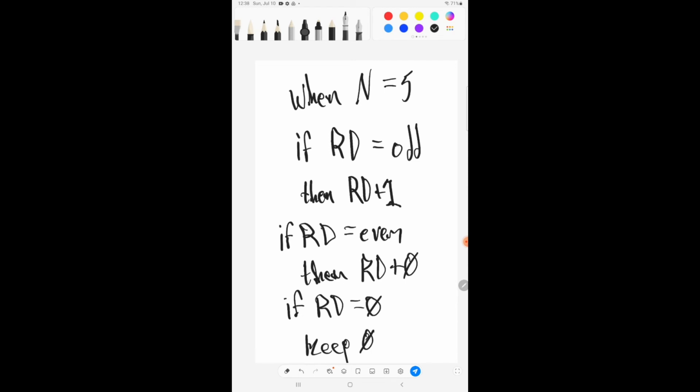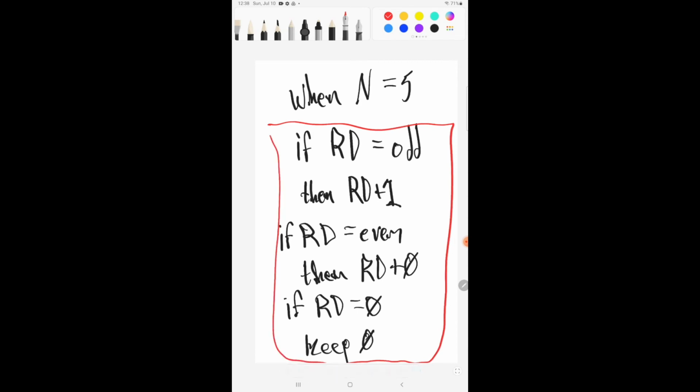Okay, so this is very important to memorize for when the adjacent digit is equal to 5. So when we have adjacent digit equal to 5, if the rounding digit is odd, if I have 9.55, then we add 1. So this 5 becomes a 6. So then we have 9.6.